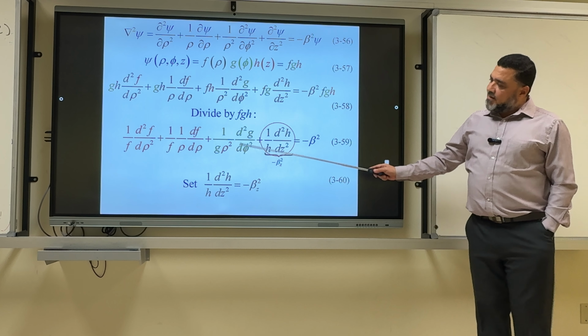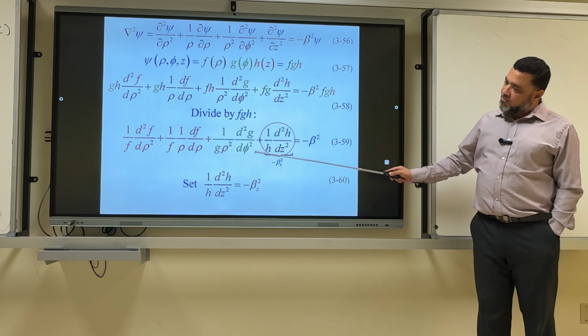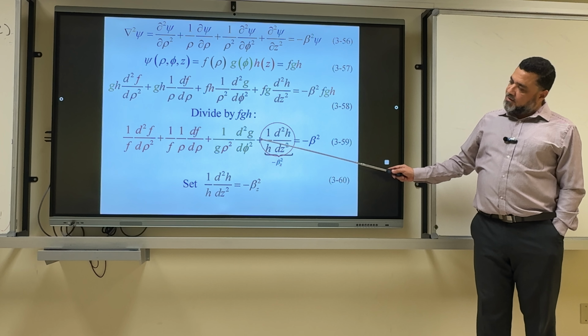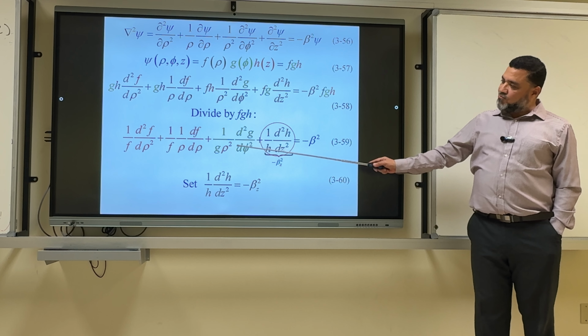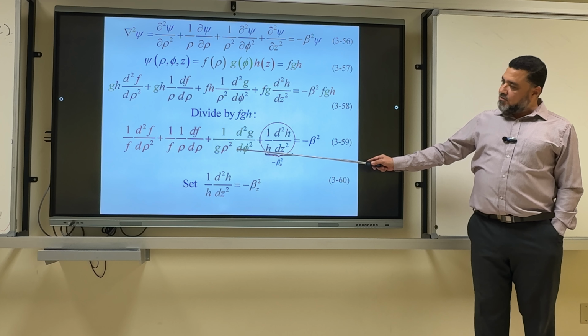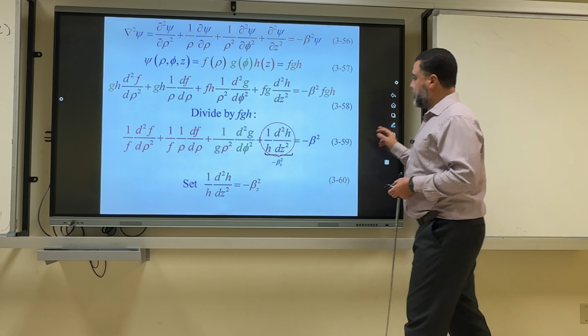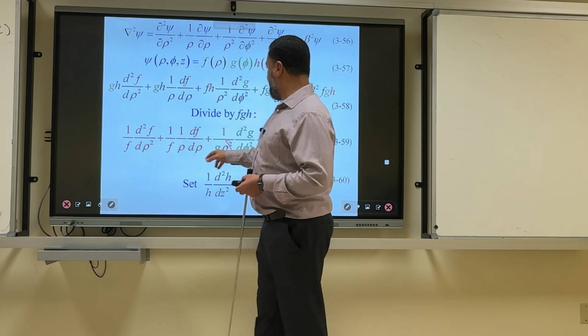What about the other term? Can I do this here, like what I did here? Can I assume this to be constant? Why not? Because it has two independent variables. It has rho and phi in the same equation. So what should I do? Get rid of rho square. Remove this rho square. Multiply everything by rho square.